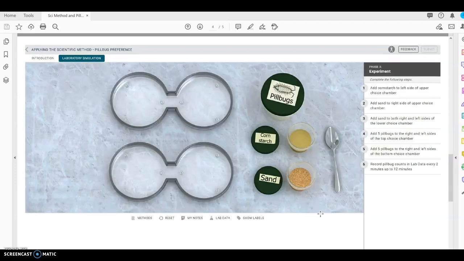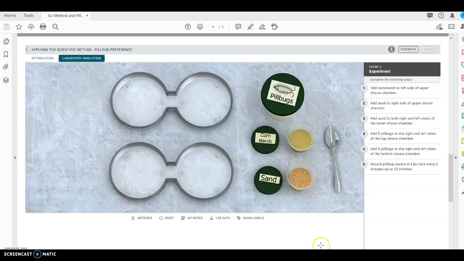The second phase of the activity is the actual experiment. And this is a screenshot of what you'll see once you get to the second phase. You notice that you have that chamber again, with an area over here, an area over there, and then a connector. They call this a choice chamber because the pill bugs can choose which side they want to be on. So this is the upper choice chamber. And then this one down here is the lower or the bottom choice chamber. So when you're reading directions and they talk about the upper choice chamber, they mean this one up here. And when they're talking about the bottom choice chamber, like in step number five, they mean this one down here.